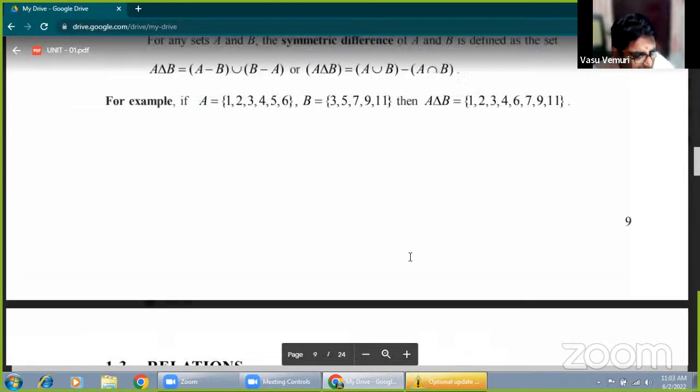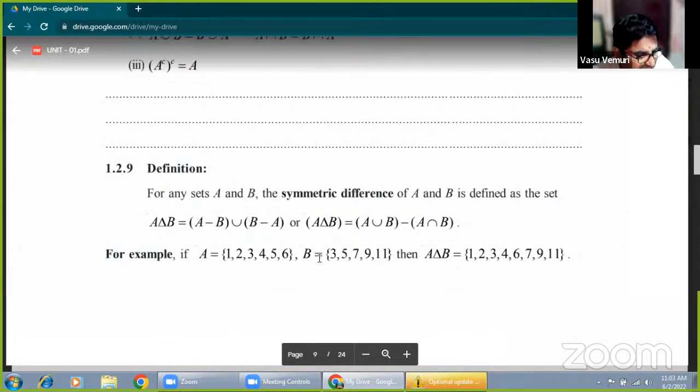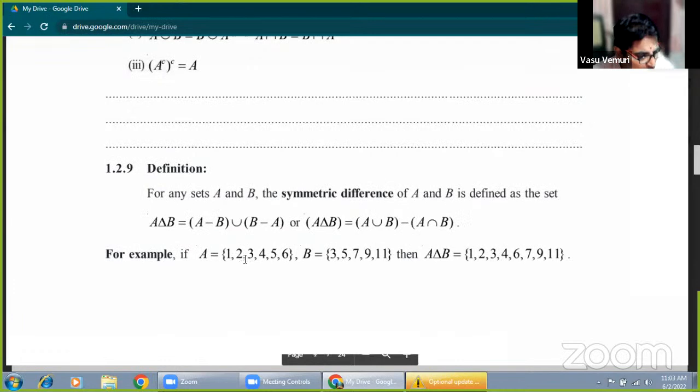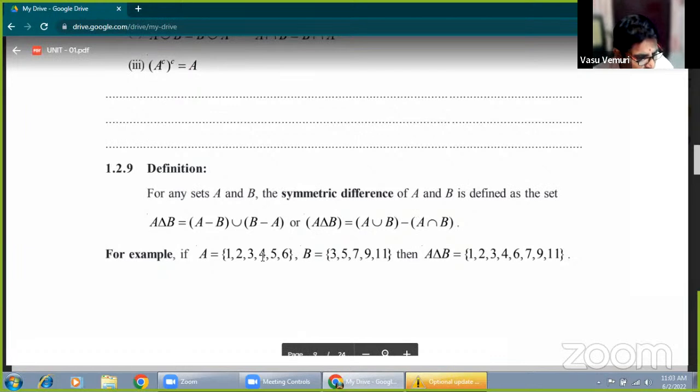In the same example, you have to find out the A union B. What is the A union B? 1, 2, 3, 4, 5, 6, 7, 9, 11. That is the A union B. What is the A intersection B? What are the common elements? 3, 5. That is the A intersection B.